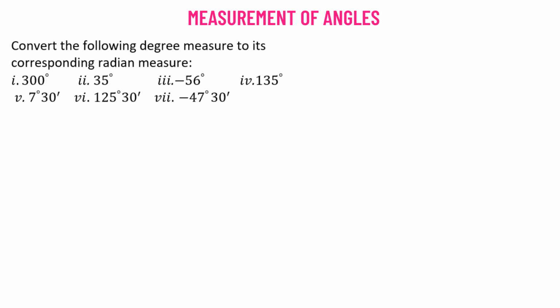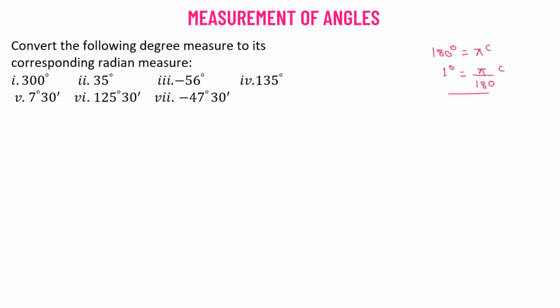So here we need to convert the following degree measures to their corresponding radian measures. Let us begin. First, let's state how to do it. We know that 180 degrees is equivalent to pi radians. We need to remember this. Then 1 degree can also be expressed as pi over 180. So that means 1 degree is equivalent to pi over 180 radian. So we will use this particular relation.